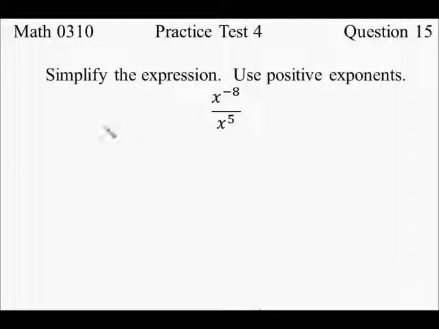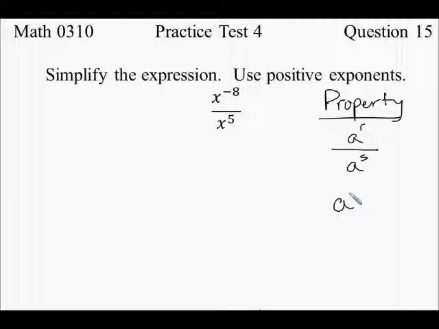Question 15, simplify the expression, and we want to use positive exponents for our answers. So here we have x to the negative 8th power over x to the 5th power. We want to remember the property when we're dividing with the same base. If I have some base to a power, and I'm dividing it by the same base to another power, then what I really have is the same base to the difference of those powers, top power minus the bottom power, power in the numerator minus the power in the denominator.